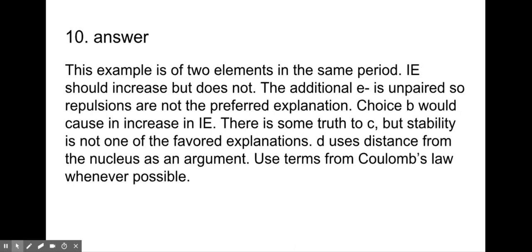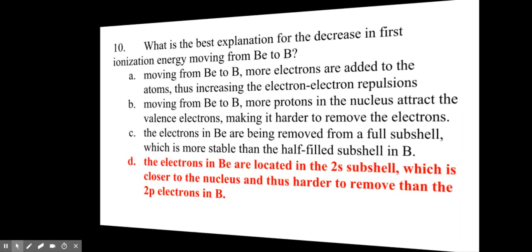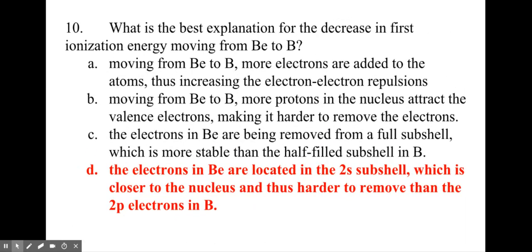Choice B would cause an increase in ionization energy. And there is some truth to C, but stability is not one of the favored explanations. Remember, we want to use Zeff or we want to use distance. D uses distance from the nucleus as an argument, but that's typically if we're going down a group. So we want to use terms from Coulomb's law whenever possible. So let's take a look back at this.